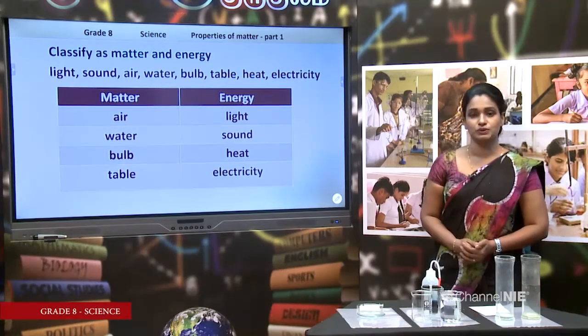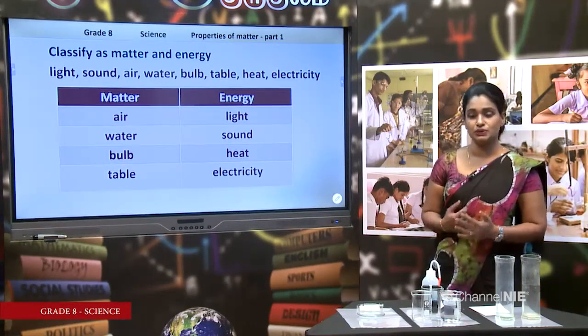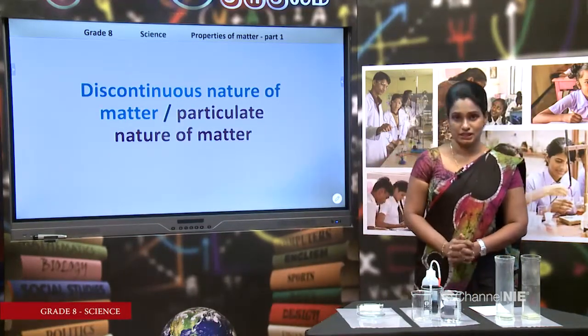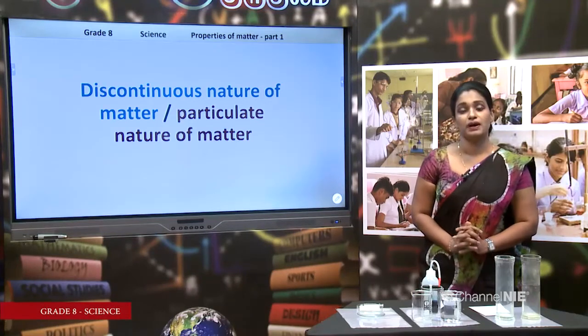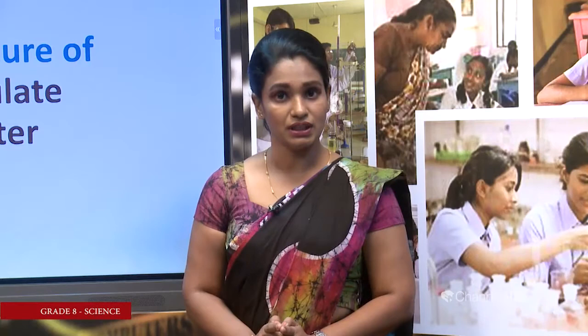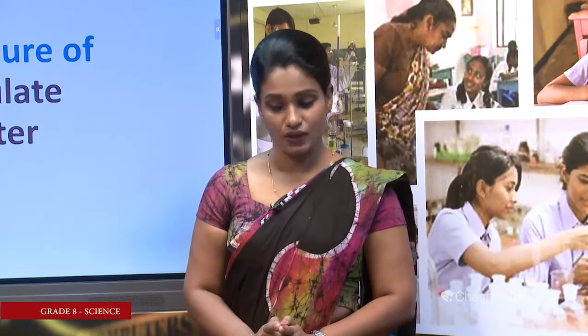Now, we can go to another topic that is a new thing for you. Here, the discontinuous nature of matter, or the particulate nature of matter. So, this is a new thing. I will tell you what this is.